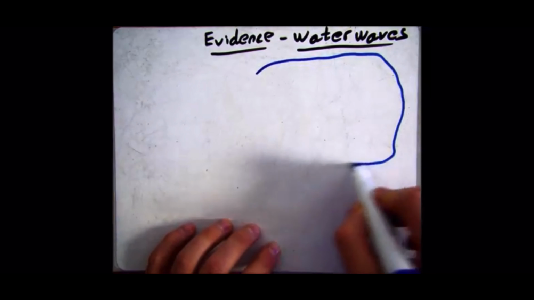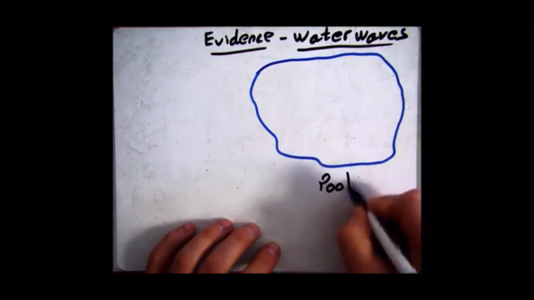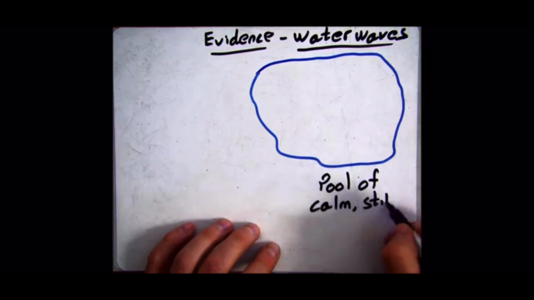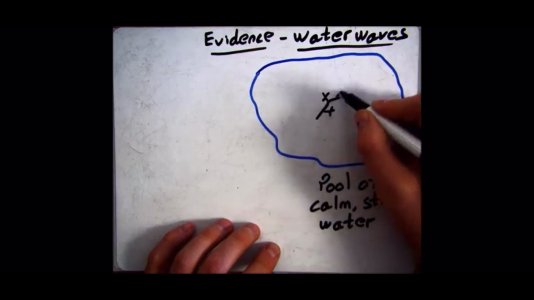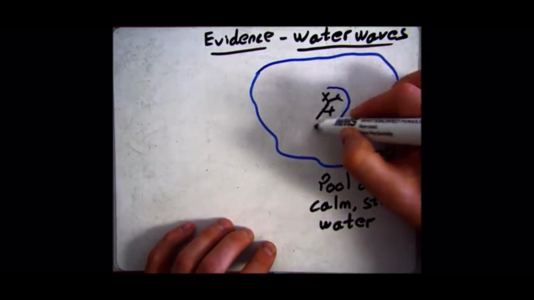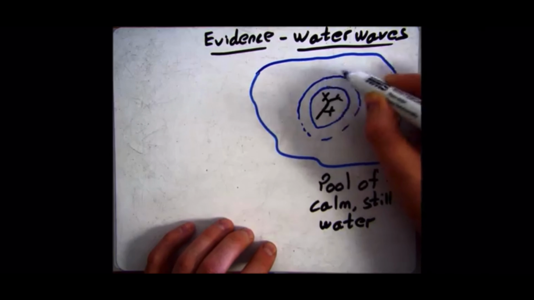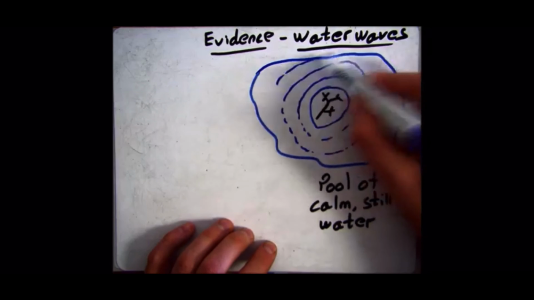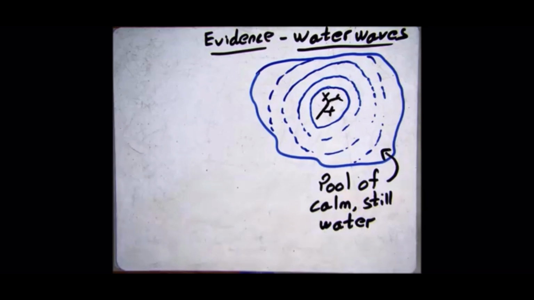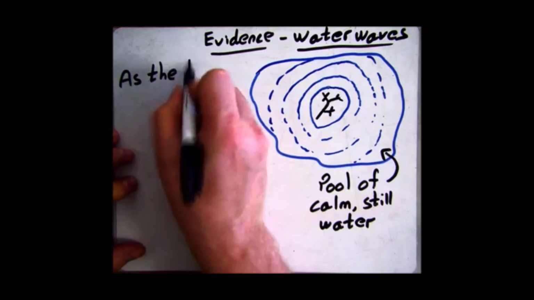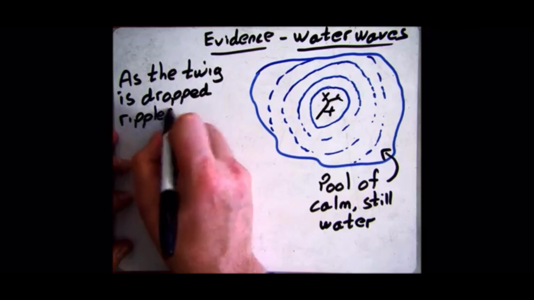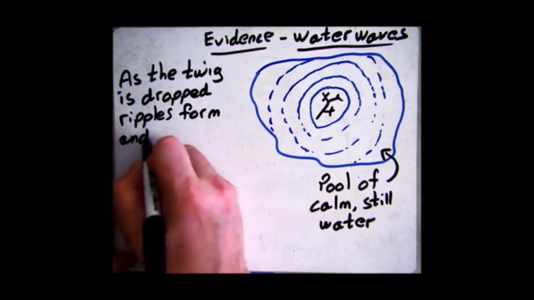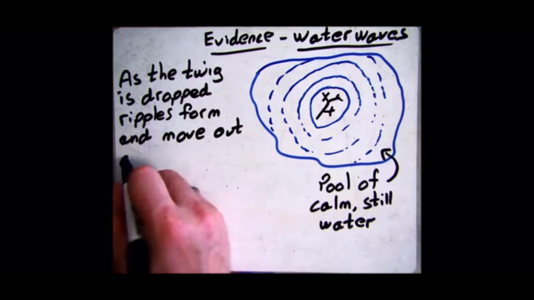We also need to look at water waves as examples of waves transferring energy and not matter. So here we have a pool of still calm water, and we're going to drop a twig into the pool, and we would see ripples, waves move out from that source to the edges of the pool. This is our energy moving away from the source. But the twig wouldn't move. It would bob up and down, but it wouldn't move outwards to the edges.